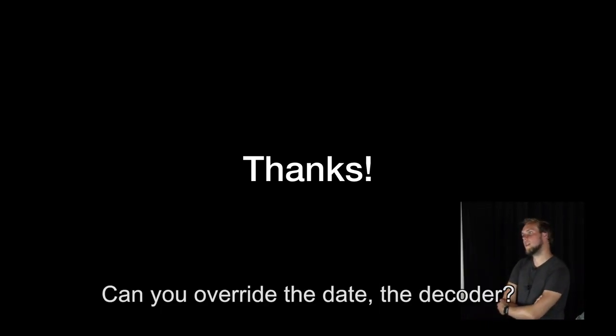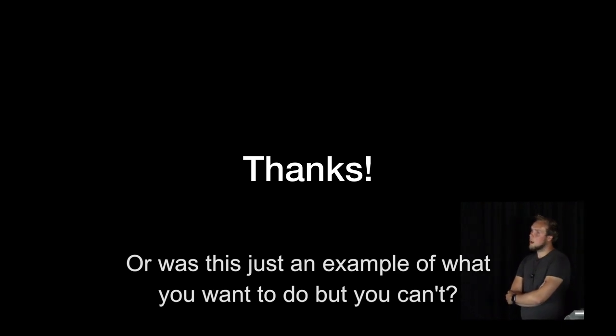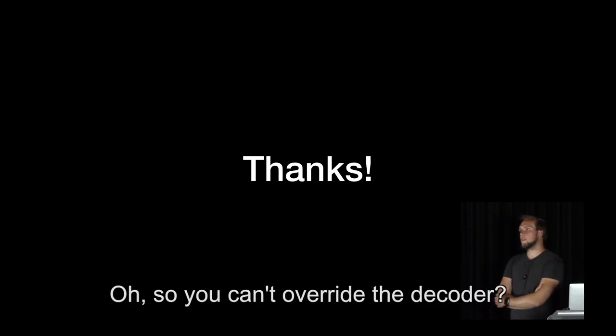Brilliant. So I have a question. Can you override the date decoder? Just an example of what you want to do, but you can't. So can you override the date decoder? You can provide a custom date handling strategy. So in the example, I used a date formatter. But you can also say, no, date formatters are not good enough for me for some reason. I have a really crazy date string. I implement my own one. That's fine, except the closure that you give to the JSON decoder has to return a date and not an optional date. So to make it optional, you need to really override the whole implementation of the initializer with decoder.